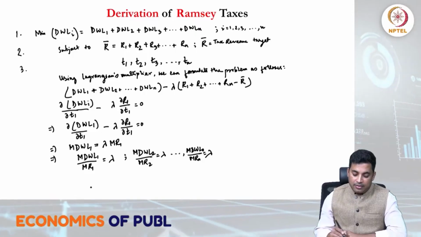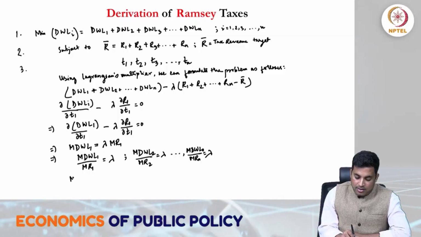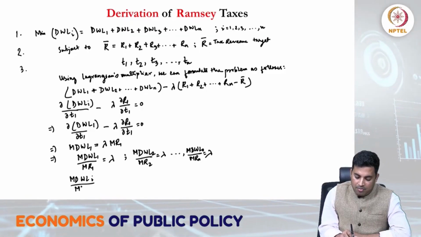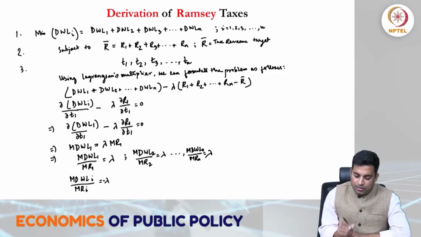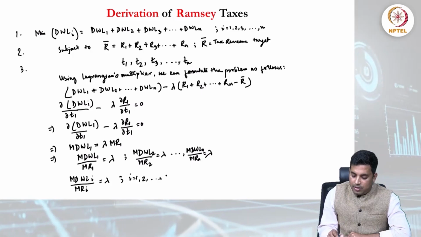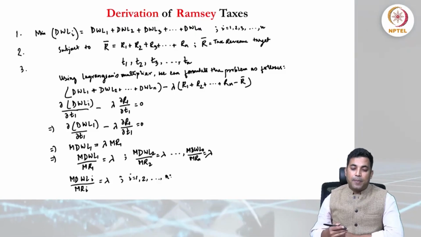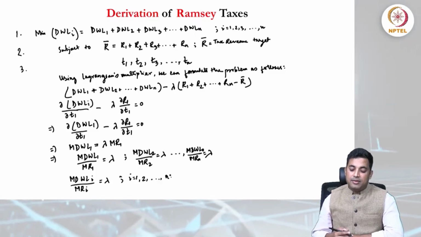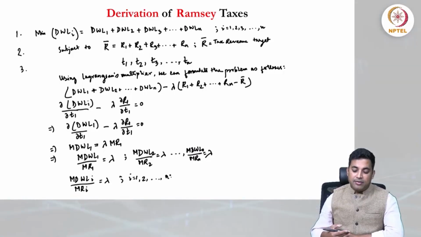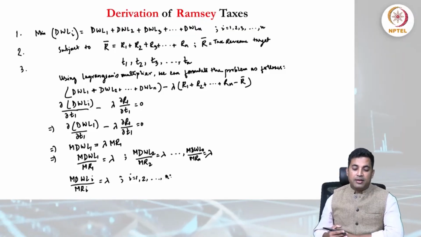So we can express this as MDWL_i divided by MR_i equals lambda, where i equals 1 to n. So this is how we can first derive the formulation of the Ramsey tax, and then deadweight loss and then marginal tax revenue. These two have actually included the taxes.